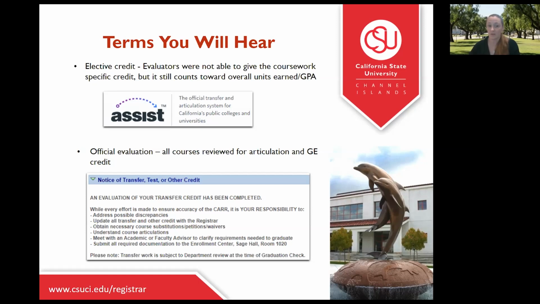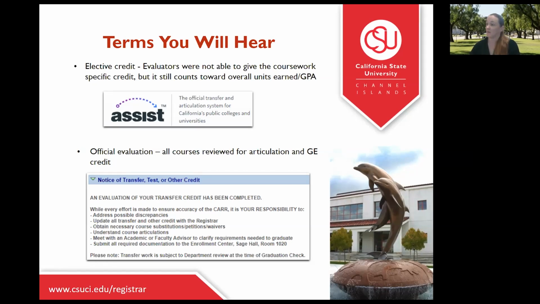So a great resource that you can use, which you may already be familiar with, is Assist. You can look up GE designations, articulations, if they are in the system, and transferability. You go to Assist if you're not familiar, and you can choose your transfer institution and the academic year you took a class, and then see what it's eligible for here at Channel Islands.